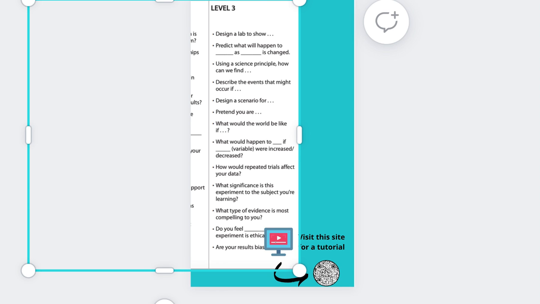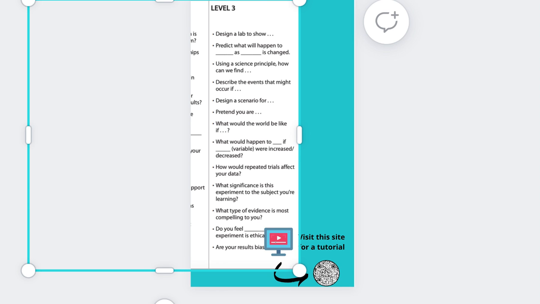What would the world be like if? What would happen to a blank variable if another variable were increased or decreased? How would you repeat trials affecting your data? What significance is the experiment to the subject you're learning? So, why are we doing this experiment? What is the meaning? What type of evidence is most compelling to you?